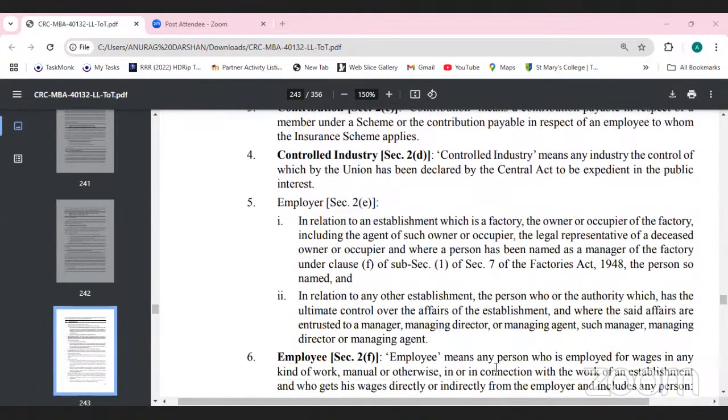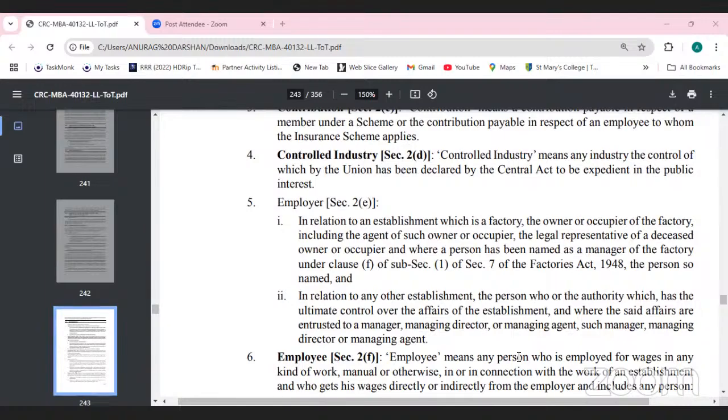An employer, in case of an establishment, can be an owner or a person or an agent who has the power to run the business or the factory. And in relation to any other establishment, it is the person who has the authority which gives him the ultimate control over the affairs of the establishment.